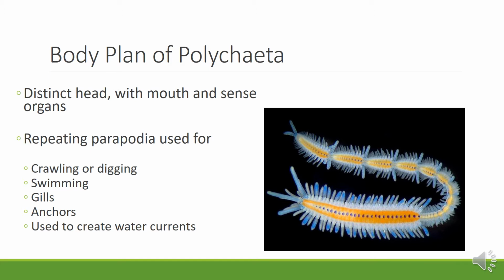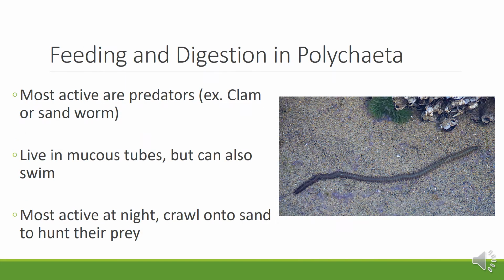Body plan for these guys. They have a distinct head, the big part of this one on the right, with a mouth and sense organs. They have repeating parapodia, which they can use for crawling or digging if they live on the bottom, or swimming if they live in the actual ocean part. They can use them for gills. They can use these parapodia for anchors, and some of them use them to create currents to bring food and other nutrients to them, like sponges.